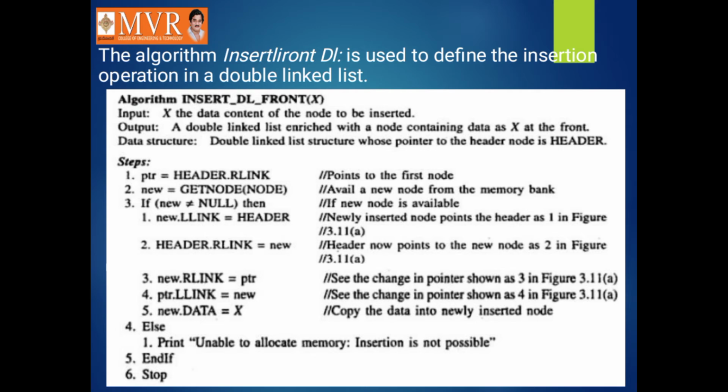That is, the previous first node now becomes the second node, and we will place a data x, that is new dot data is equal to x, that is data x will be placed in the new node. If the node is not available, the else part is given: unable to allocate memory, insertion is not possible. This is the algorithm for insertion at the front.